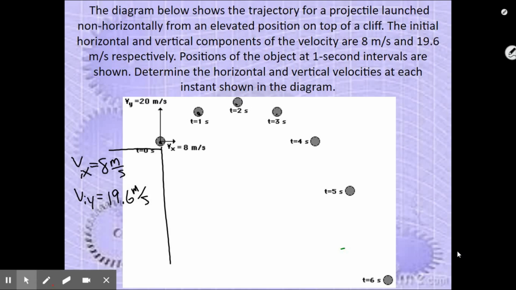So we said earlier that acceleration in the x direction is 0. So it's not going to be speeding up in the x direction at all. So we can come through and say Vx is that 8. Here, Vx is 8. At this spot, Vx is 8. And all the way through.